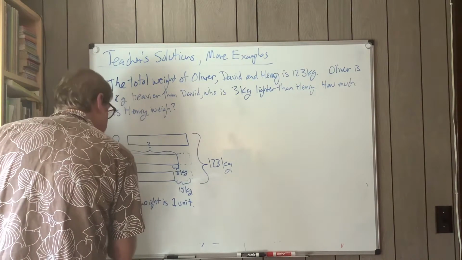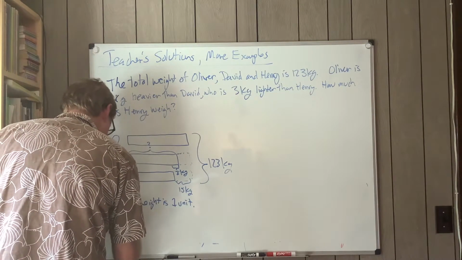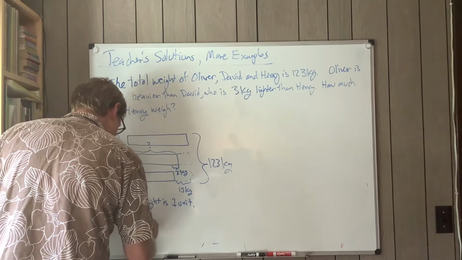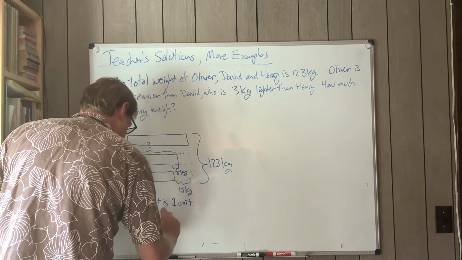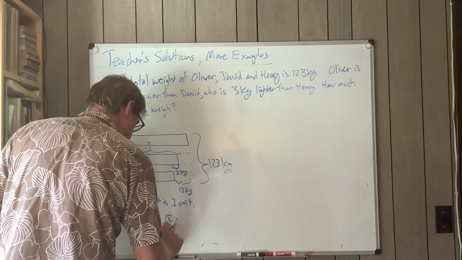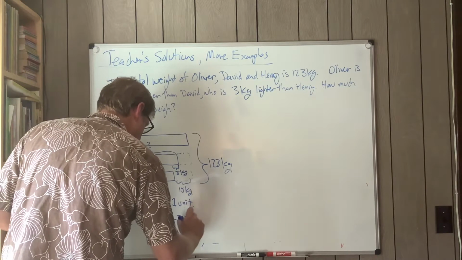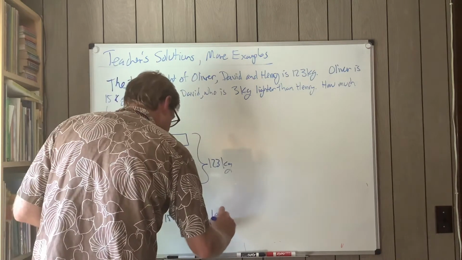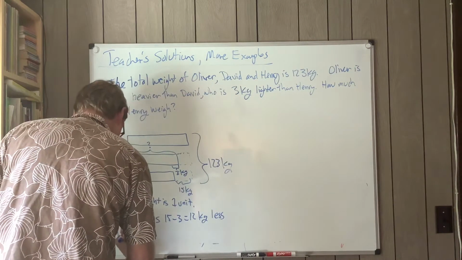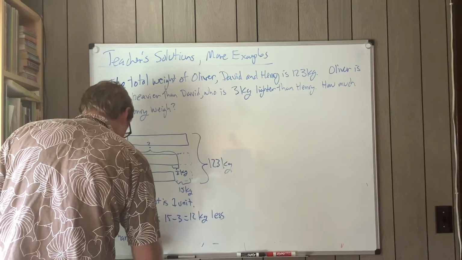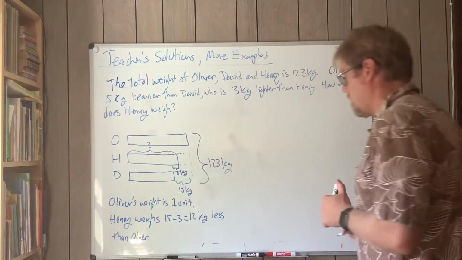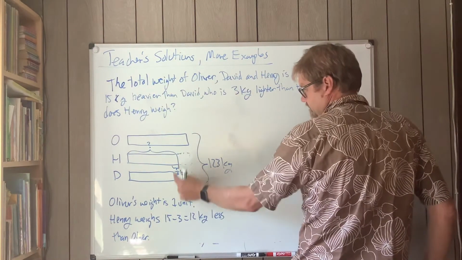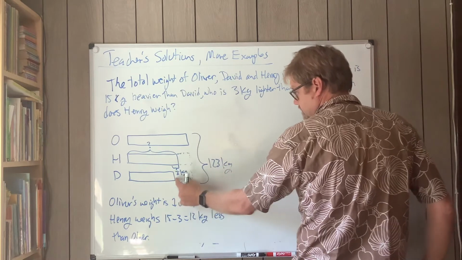So I can say Henry weighs 15 minus 3, that's 12 kilograms less than Oliver. So then that is 15, and, oh sorry, that's 12 and this is 15.